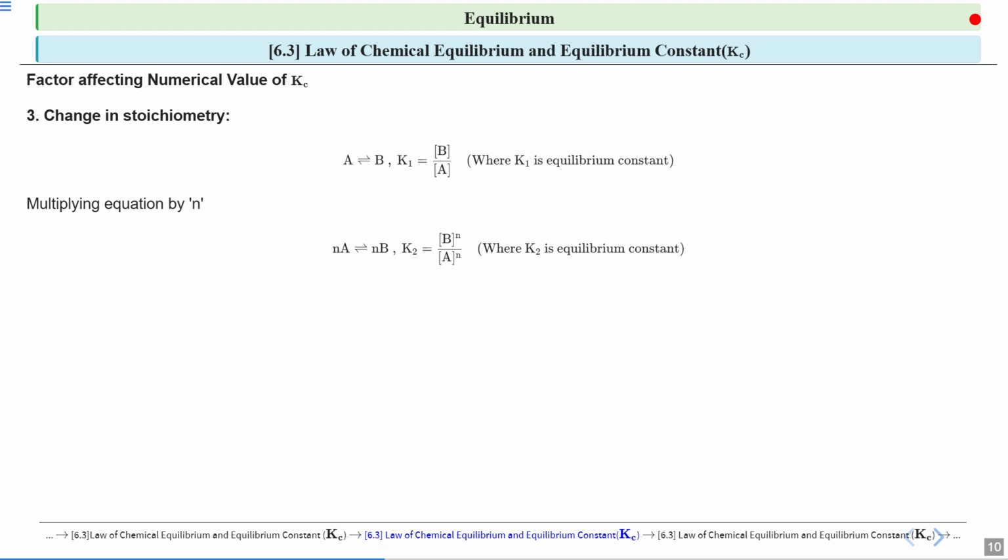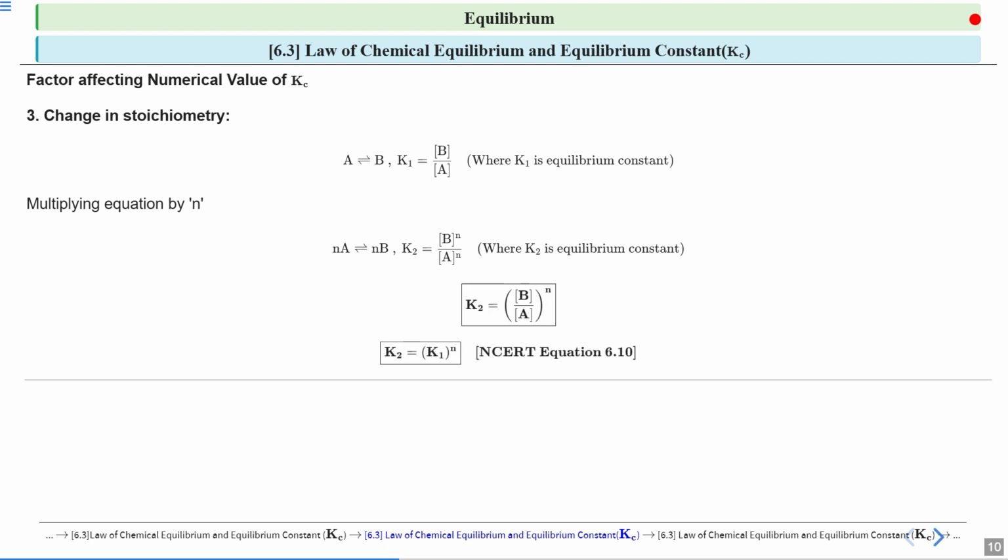Can we develop a relationship between K1 and K2? Is it possible? Yeah, it's very simple. You can write K2 as concentration of B divided by concentration of A, whole raised to the power n. Because the power is the same, we can take both of them under the same power. Now, if you substitute this B by A with K1, you will finally get K2 is equal to K1 raised to the power n.